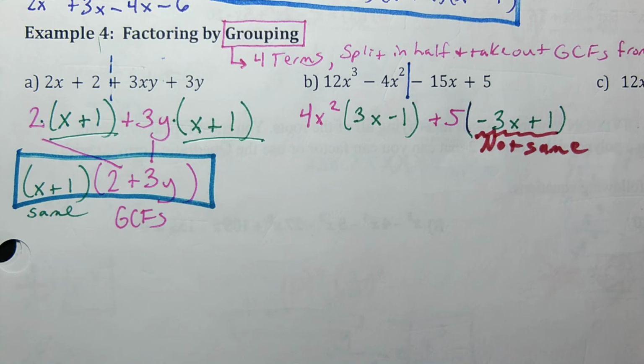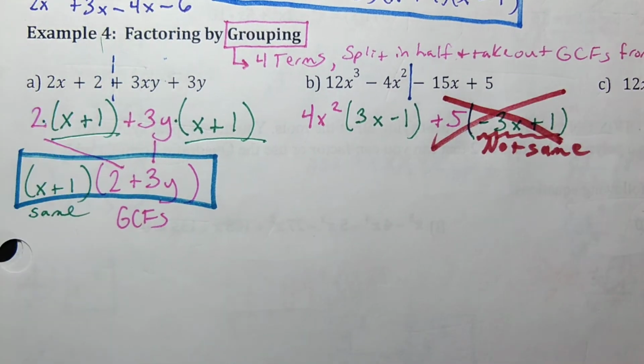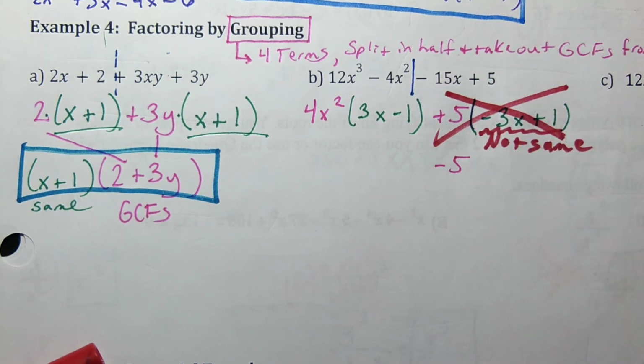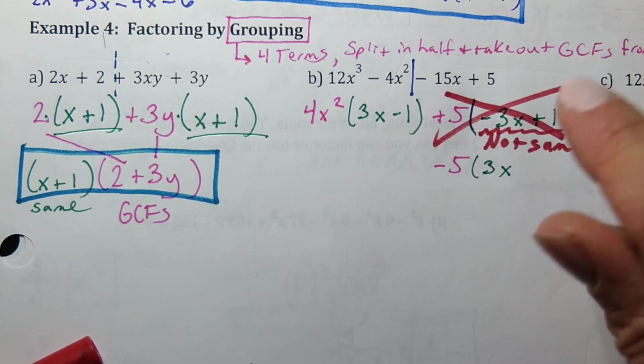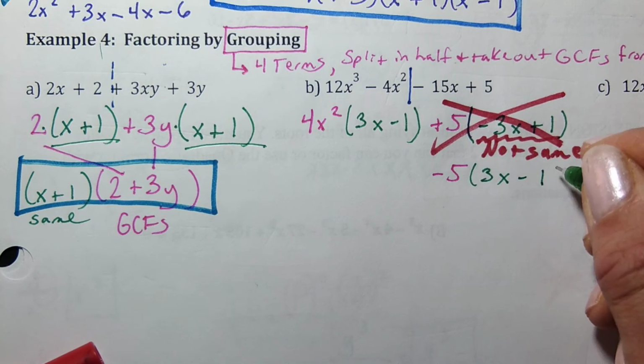But you know, they're pretty darn close to being the same. So instead of taking out a positive 5, what could I take out to get them to have the exact same unit? A negative 5. So if I take a negative 5 out of negative 15x, we get a positive 3x. If I take a negative 5 out of positive 5, we get a negative 1.